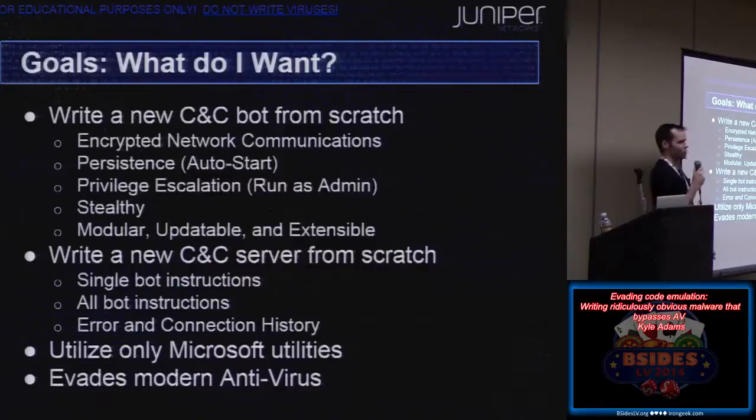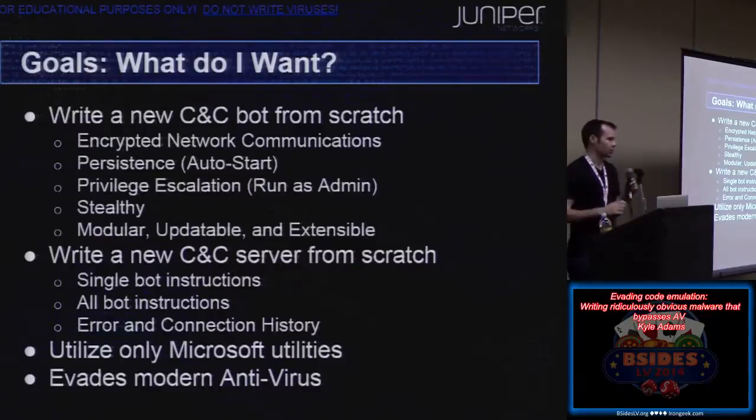But the goal of this whole talk was not to smuggle a CNC server through AV, so I didn't spend a whole lot of time here, just being able to send an instruction to a single bot or to all of the bots and to get the error and connection logs from each of the bots. And finally, utilizing only Microsoft utilities, not because we have to, just because it's fun and kind of humorous that you can do all of this with just the stuff that's installed in Windows right when you load it. And, of course, evading modern antivirus so that we don't get caught.